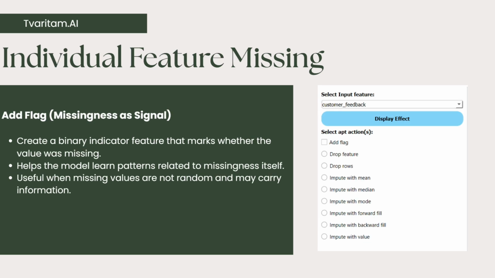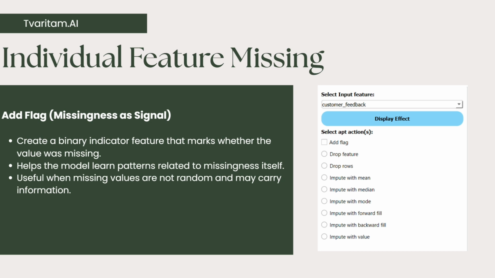Now, when it comes to individual feature missing, we have different approaches. First is to add a missing flag. Again, if missingness itself provides useful information, we can add a flag. For example, if credit score is missing, it can again indicate that a new customer has joined who has not yet established a credit history. So that flag means that missingness itself is a signal.